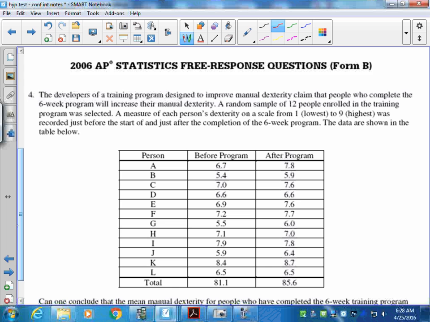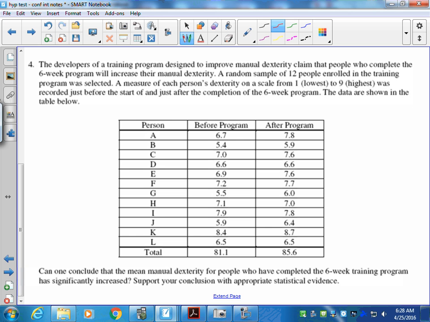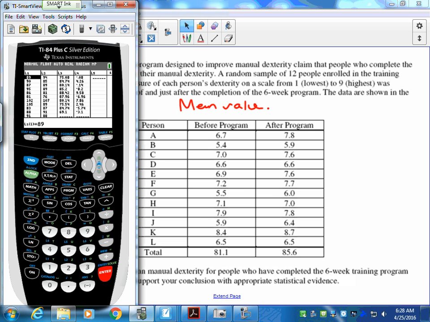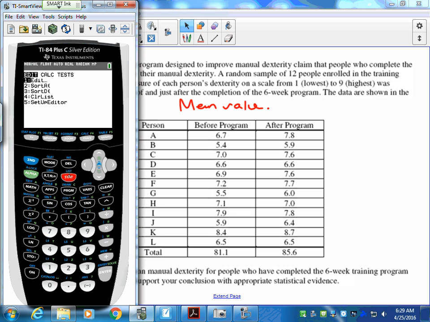Now, if we look at this second question from the 2006 exam, what we have is a data table. Anytime you have a data table, you know that you're going to be dealing with a mean value problem. So if you're given the table, you have to plug this into your calculator, find your mean value and your standard deviation. If you don't remember where to go, we go into stat, edit, type in our data values, and then go back to stat, calculate to do our one variable statistics, or in this case, two variable, based on the situation.